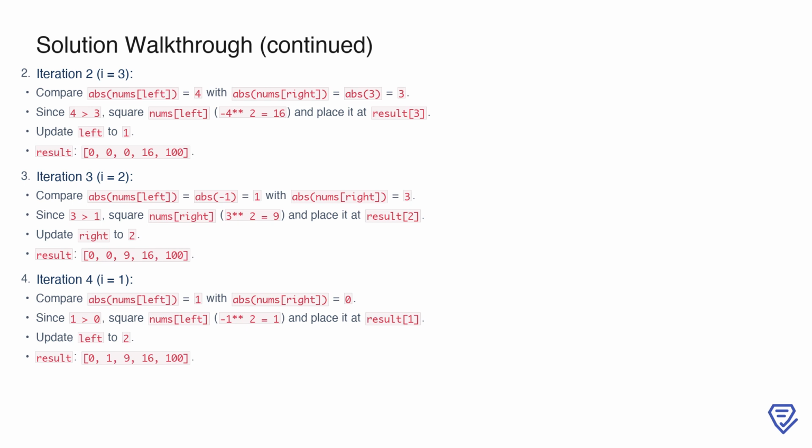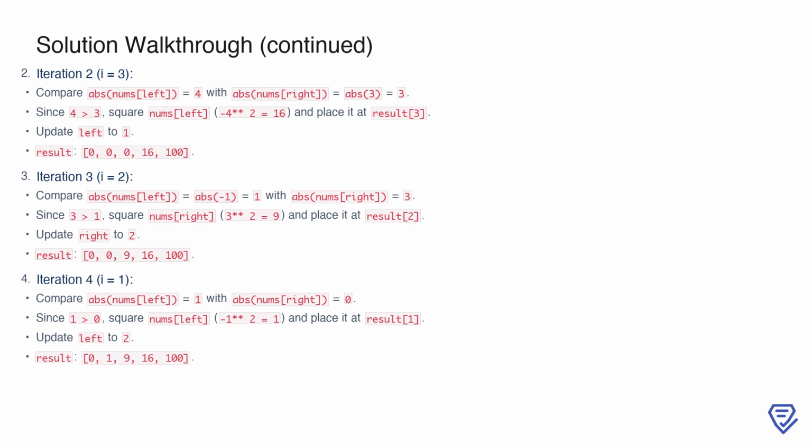Moving forward to the third iteration, we compare abs(-1) and abs(3). Since abs(3) is greater, we square 3 to get 9 and place it in the next available position in the result array. The right pointer moves inward again. At this point, the result array becomes 0, 0, 9, 16, 100.